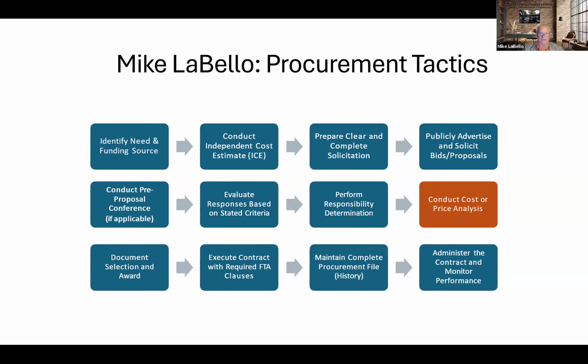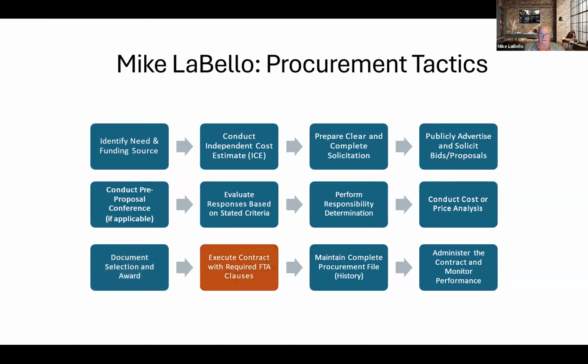Then the next task is to document selection and award. Here you're going to draft a justification for the award. A memo or a letter is fine. Why you selected a vendor, how the decisions align with the evaluation criteria. This is all documentation that's going to be necessary down the road.